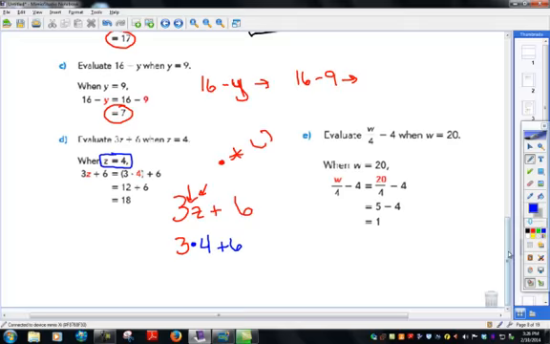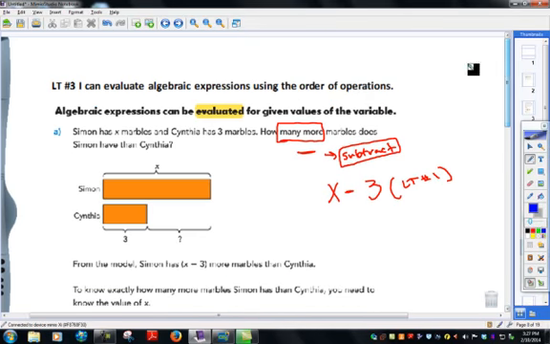Okay? Now, I'm going to go back up to the learning target for a minute. I can evaluate, find the value of algebraic expressions. Remember, algebraic expressions are simply just numbers, variables, and operations. Okay? That's all there is to it. But look what it says here. Using the order of operations.